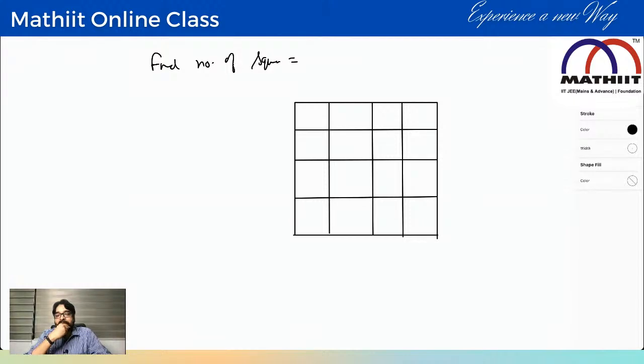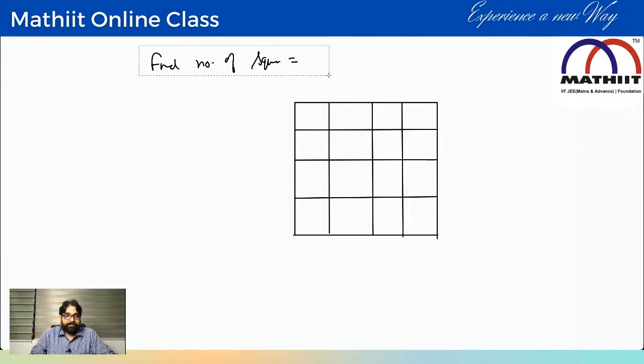Yes, one person has given an answer. Why more than 100 won't be there? Two people giving answers. Number of squares.